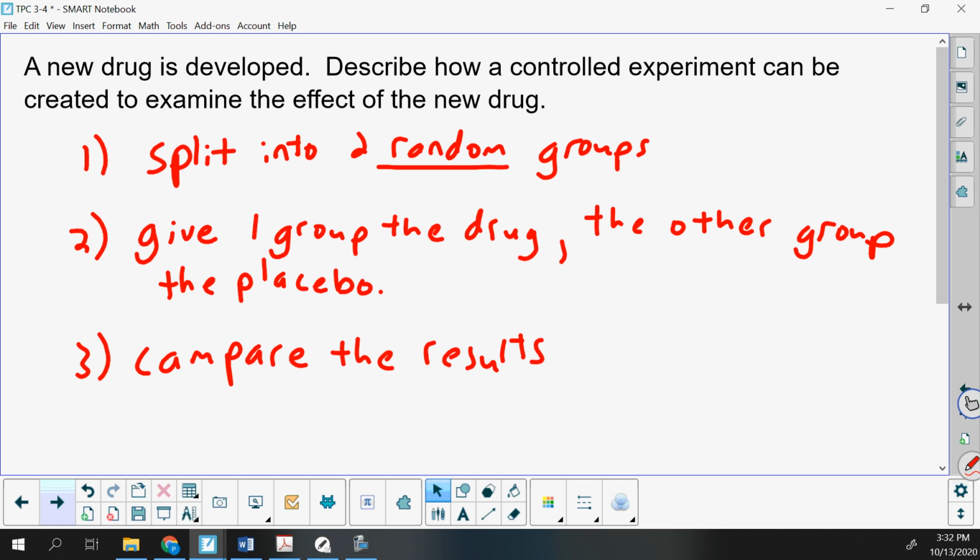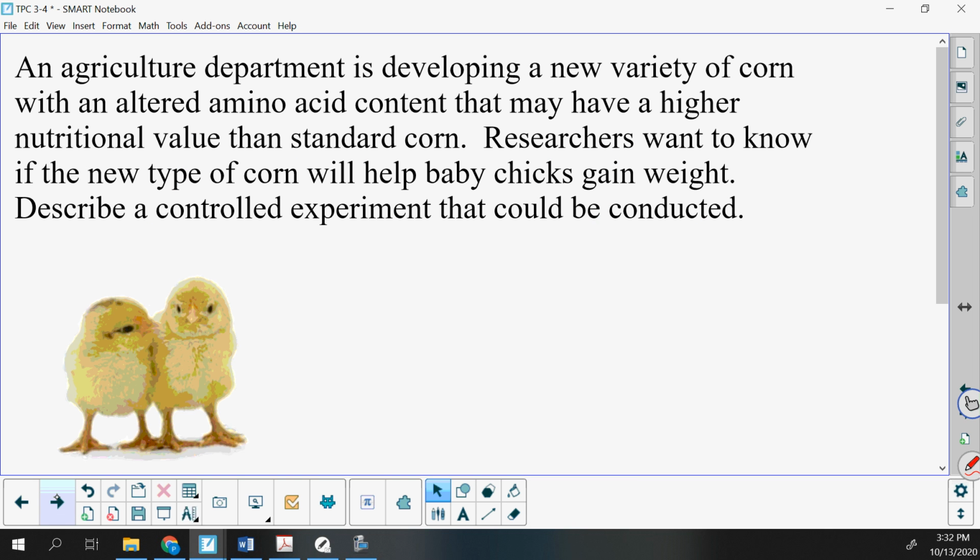Now in step 2, you could have also just said, don't give the other group a drug. That would be fine as well. Just that term placebo is something you sometimes see when you're working with a drug. All right, so let's try it once more just to make sure we've got it down.